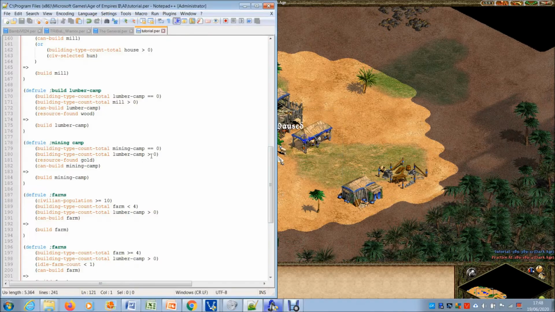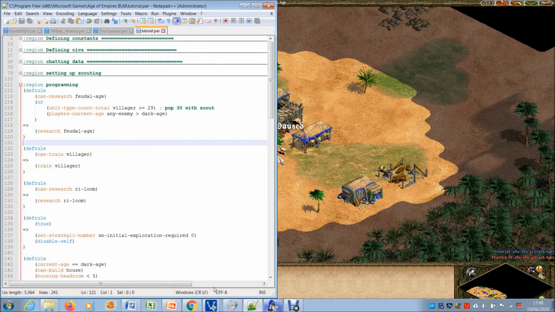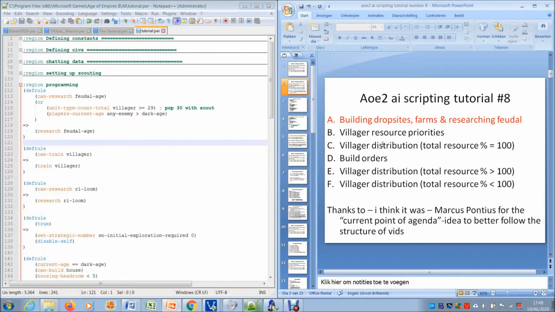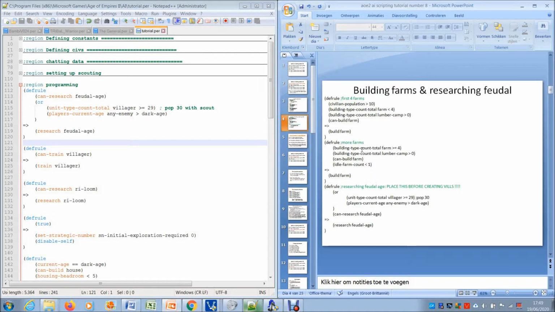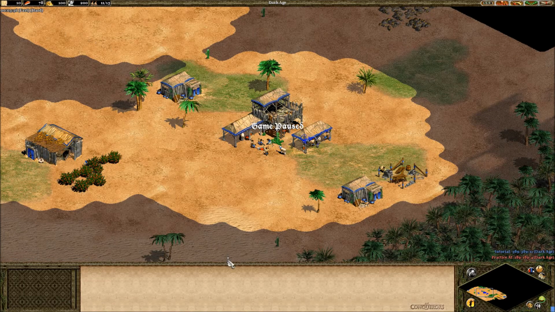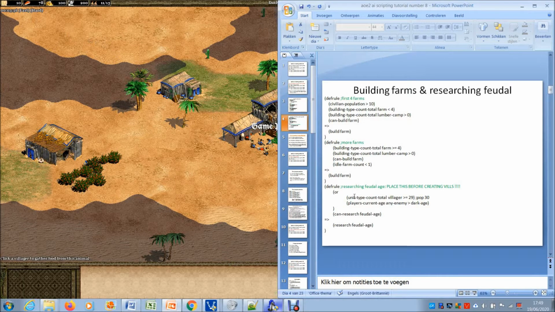Anyway, the mill building worked. We need, of course, build orders to chop wood. Nearly forgot about that. Building drop sites. We built a mill, a lumber camp. Building mine is on the agenda. Farms, more farms. Did we? Oh yeah, but we don't have enough wood. And feudal. Yeah, that's to test later.